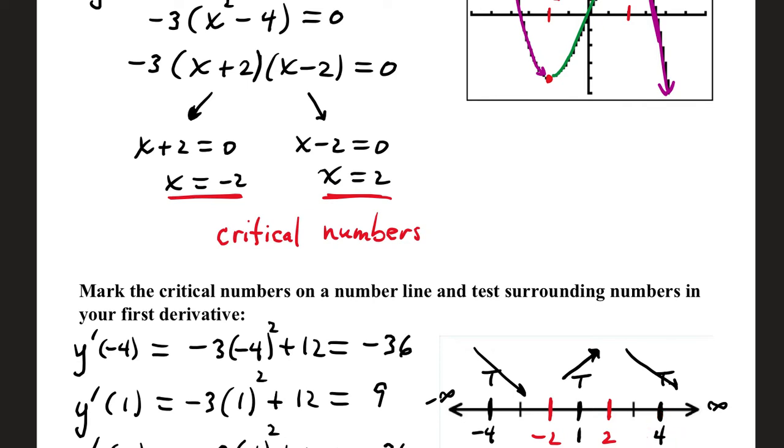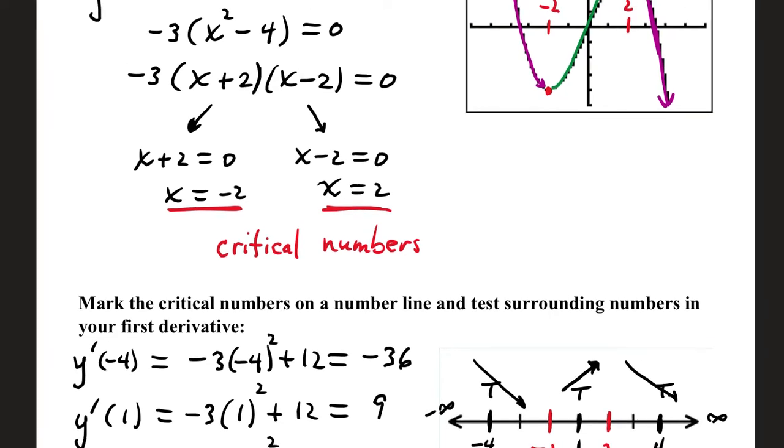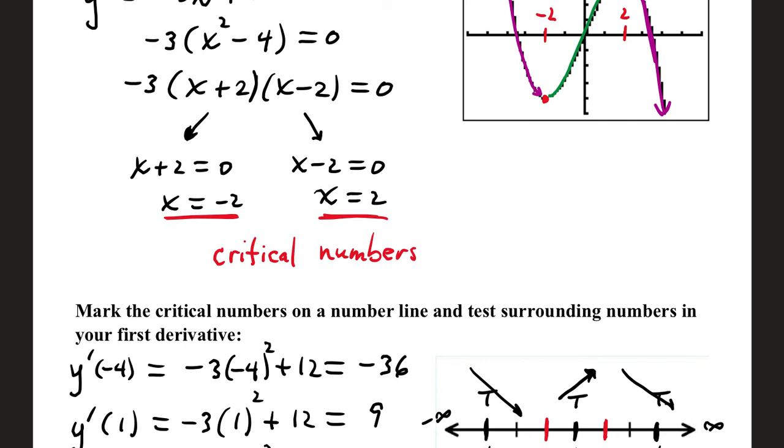Since we're looking for increasing or decreasing, those are rates of change, we plug those into the first derivative. When you plug -4 into the first derivative, you get an answer of -36. So that's a negative rate of change left of the first critical number. The test number between the critical numbers gave us a positive answer. So that means we're increasing between the critical numbers. And then finally, the test number to the right of the second critical number, we picked a 4. The rate of change at 4 is negative, so that tells us our function is decreasing.